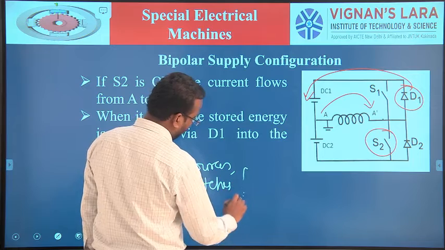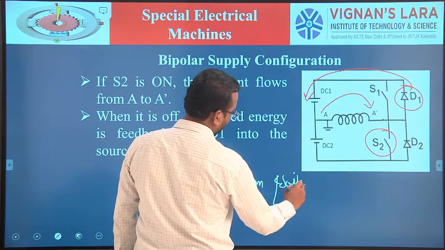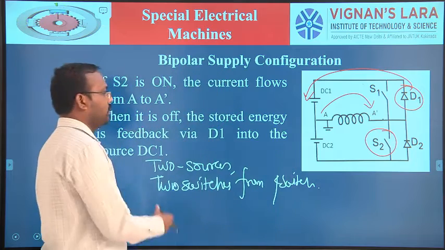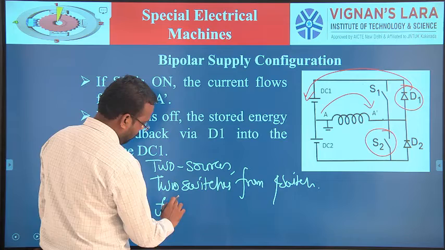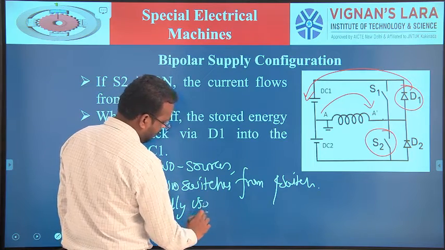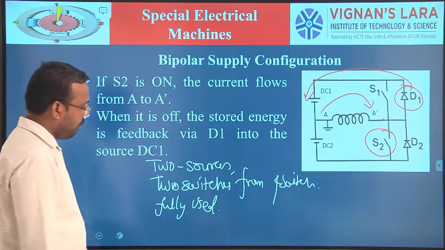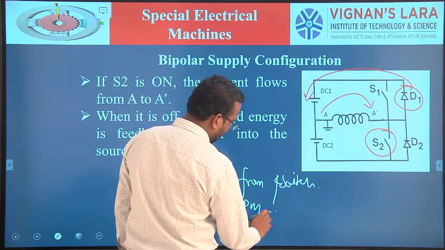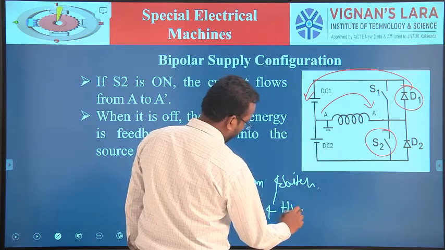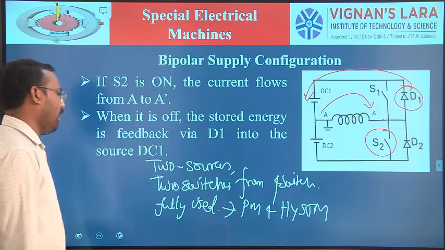2 switches from the 4 switches we studied previously. So this is for one. Here also the winding is fully utilized. Here also the winding is fully used. So this type of circuit is mainly used for switching of permanent magnet stepper motor and hybrid stepper motor.